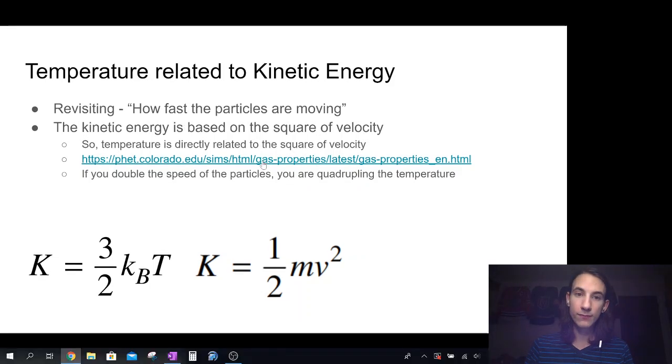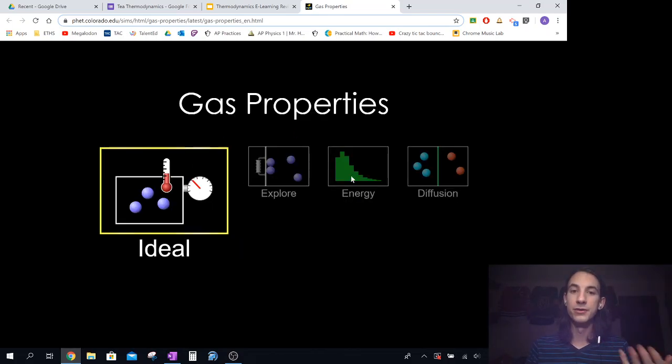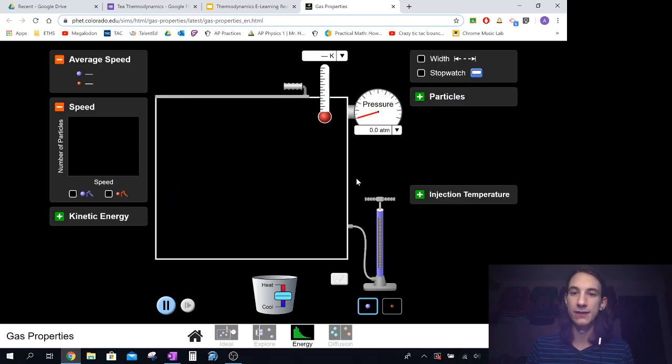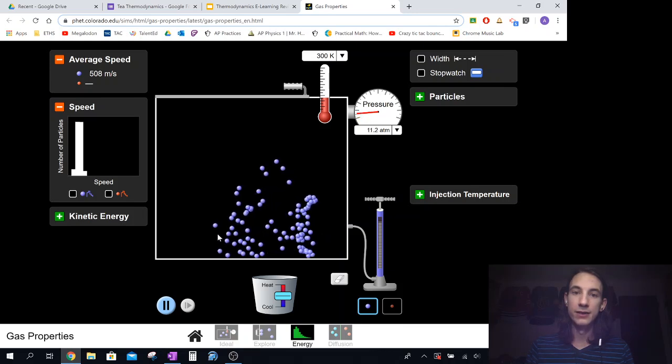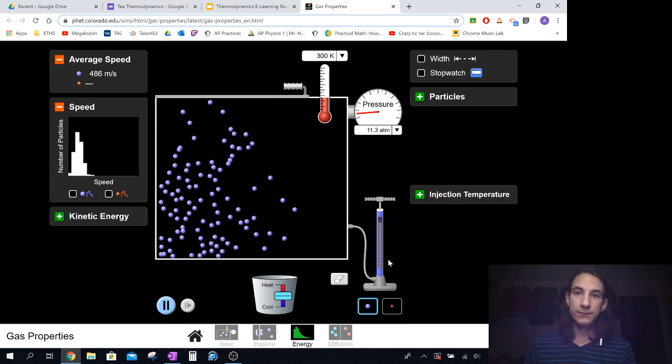So let's look really quick at a little simulation to help us think about energy and particles. It's a good simulation, but it's kind of hard to visualize, I think, but it helps a little bit. Here we have these particles in here. I'll pump some in there. Right now it's at 300 Kelvin.